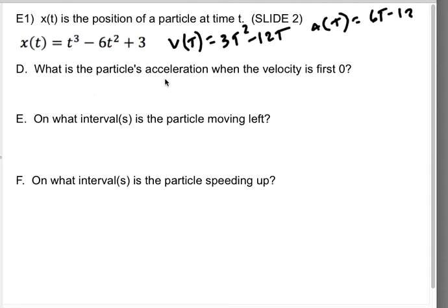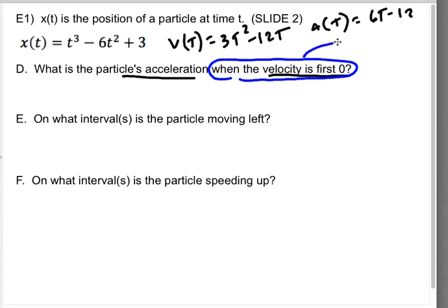Okay, so what is the acceleration of the particle when the velocity is first 0? So the first thing I have to do is figure out when this happened. Well, we know from our answer to a previous question that the velocity is 0 at 0 and at 4. They said first 0. So what they're asking you for here is what is a of 0, the first time the velocity is 0, right?